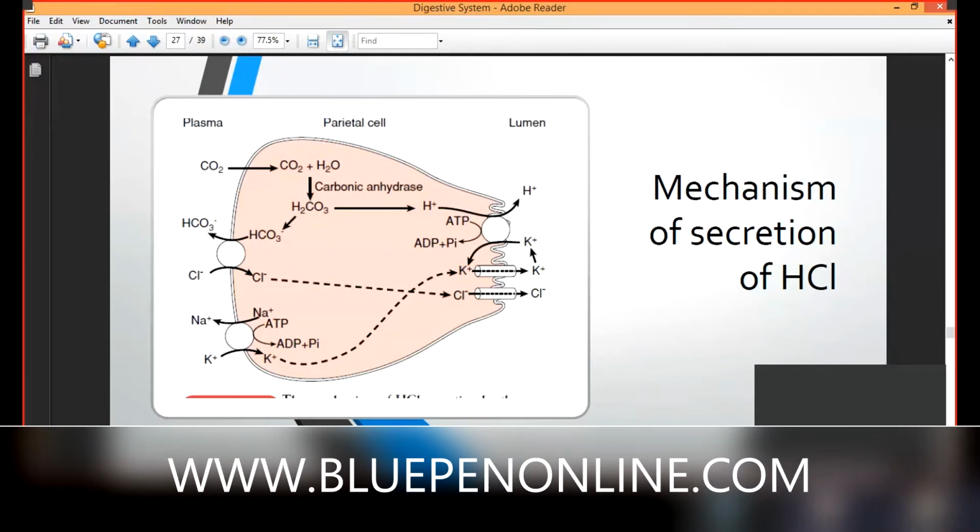But in order to maintain this, the splitting of water also takes place. Then H plus and OH minus ions are formed inside the cell. So there are H plus and OH minus ions.